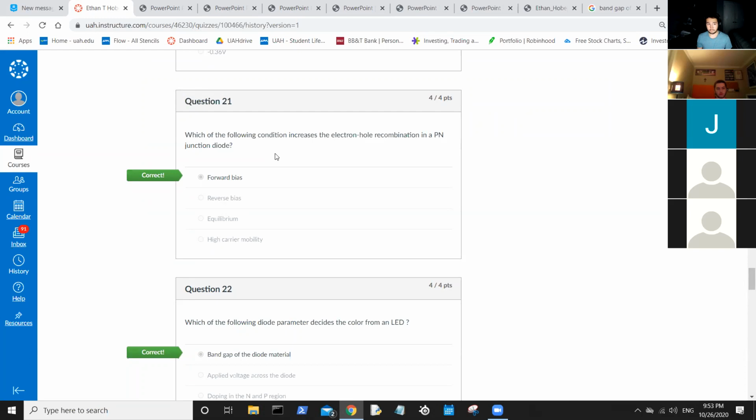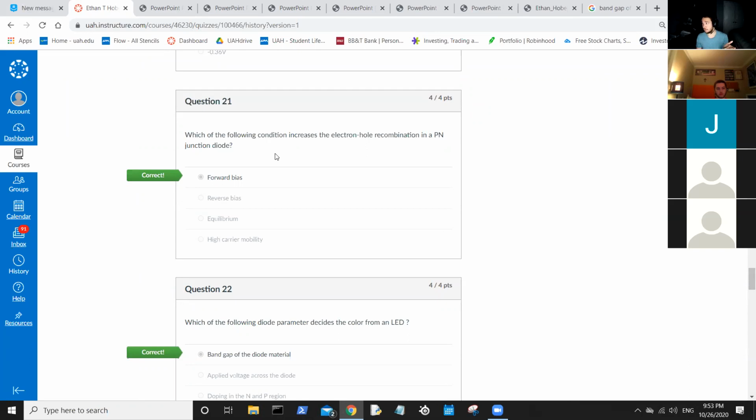Let's look at equilibrium. Nothing changes in equilibrium. Your recombination rate's not going up. High carrier mobility: mobility shouldn't change recombination at all. We're looking at lifetime for recombination, so mobility is out of the picture. That only leaves forward bias.